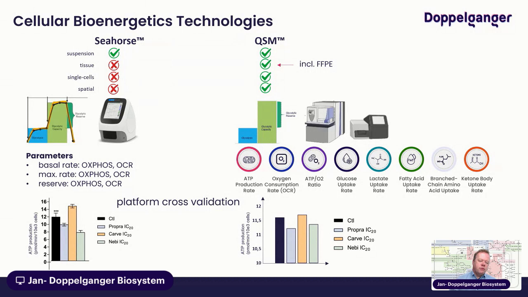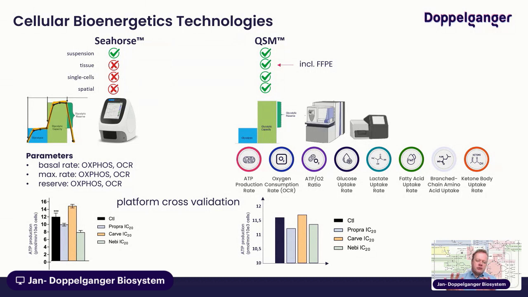But we typically work with 8 parameters: the ATP production rate, obviously one of the key metabolic rates. You want to look at cell viability and also toxicology related effects. Very closely linked to that is the oxygen consumption rate. We also look at the ATP oxygen ratio, because this gives us a very good overview on the efficiency of the electron transport chain and the oxidative phosphorylation in total.